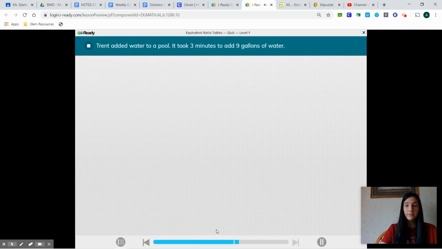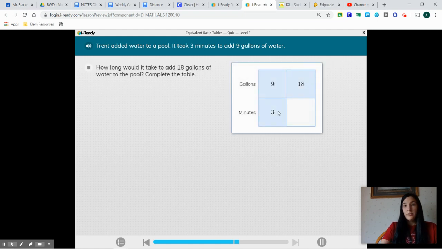Trent added water to a pool. It took 3 minutes to add 9 gallons of water. How long would it take to add 18 gallons of water to the pool? Okay, so let's go across. 9 times 2 will give us 18. So 3 times 2 will give us 6.